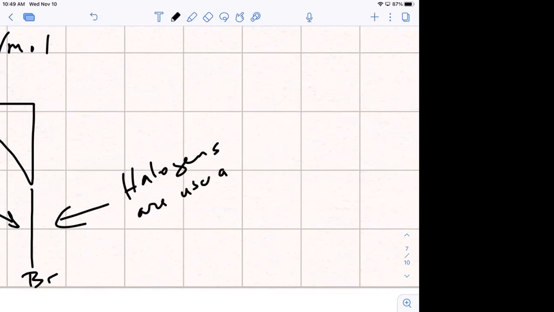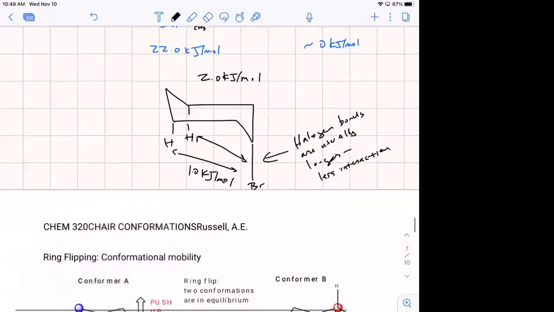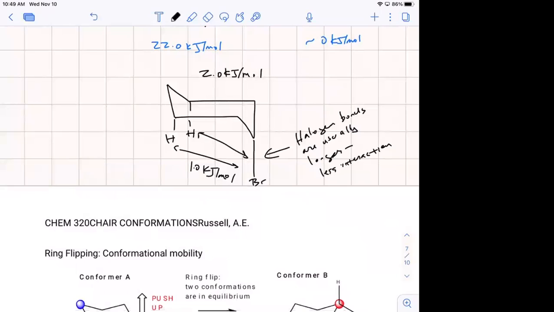Any other questions? All right. So the halogen, go ahead. What makes the halogen bonds longer? Is it the radius?